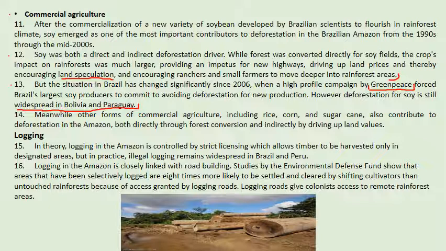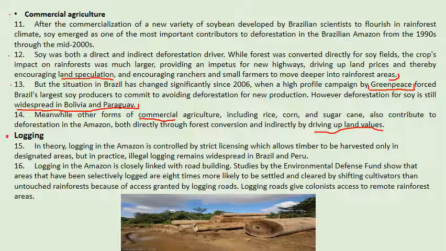Okay, meanwhile, other forms of commercial agriculture, commercial meaning for trade, including rice, corn, and sugarcane, also contribute to deforestation in the Amazon, both directly through forest conversion and indirectly by driving up the land values. So people would want to buy more land.